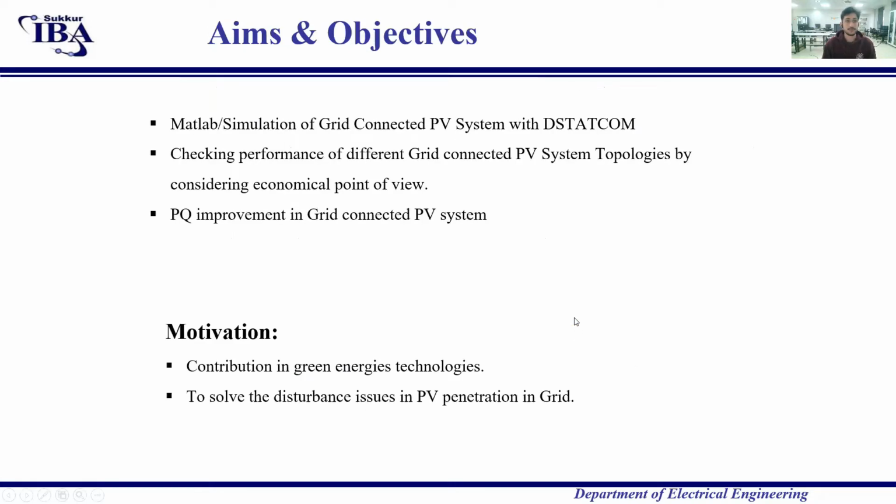Aims and objective. The main aims and objectives of this project are MATLAB simulation of grid connected PV system with DSTATCOM, checking performance of different grid connected PV system topologies by considering economical point of view, and power quality improvement in grid connected PV system. Motivation: to contribute in green energy technologies to solve the disturbance issues in PV penetration in grid.